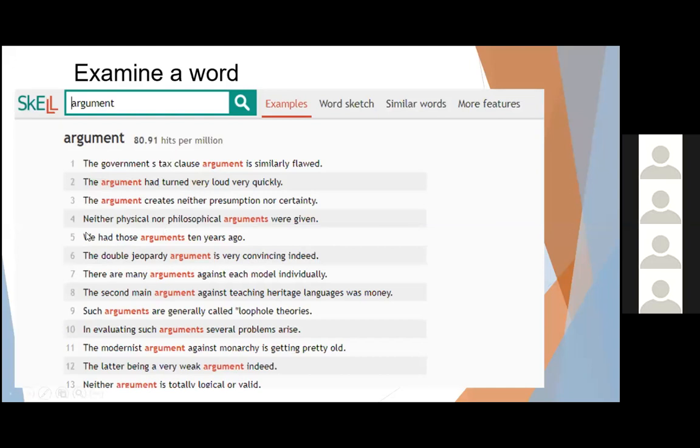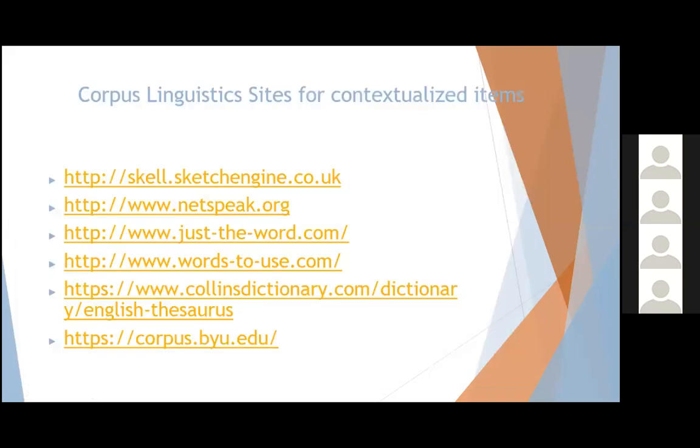For example, they had those arguments 10 years ago. You can have an argument, yeah? Then the double jeopardy argument is very convincing indeed. So an argument could be convincing, yeah? Then many arguments against something, okay? Or evaluate arguments. So you can find a lot of interesting words to deal with that. And there are some other things, but you will get this presentation. You don't need to take any notes just now. There are all the quite useful websites which you could use for these purposes.